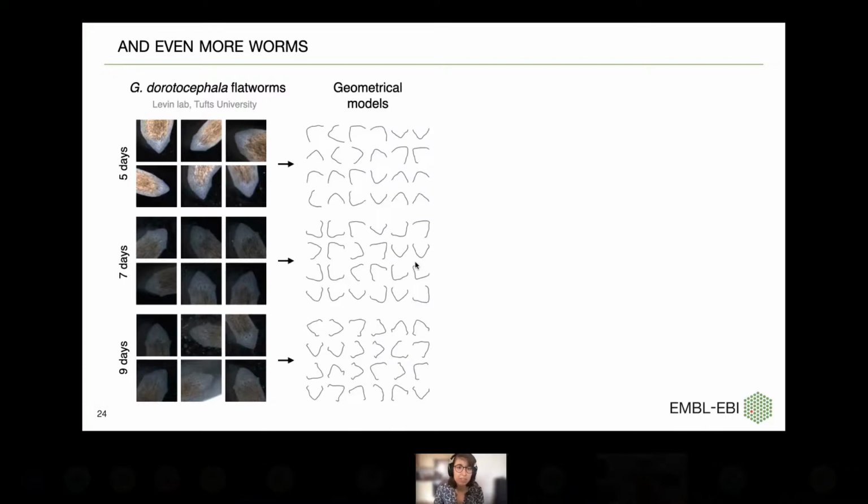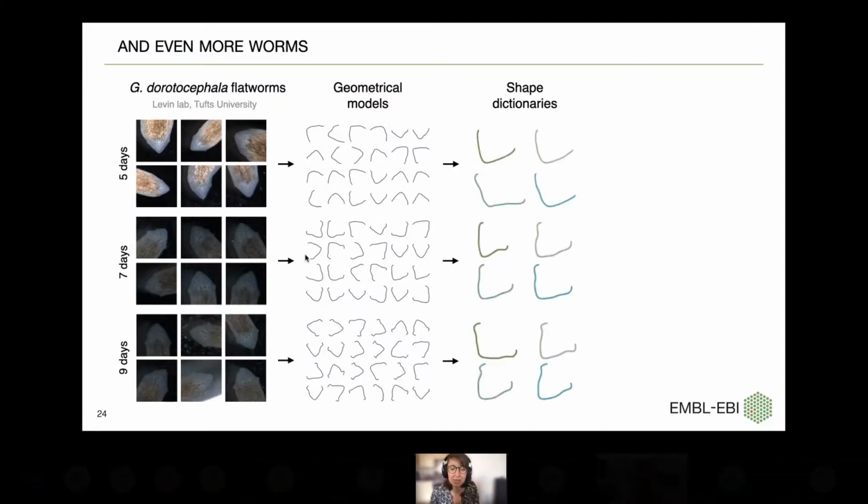So we can do the same pipeline again, let's geometrically model each and every person here, a worm person, and then let's build shape dictionaries, this time, okay, 4 elements. So what we see first and foremost is something that we sense already from the geometrical models, that what they do over time is grow these little ears here. We see that quite well in the atoms.